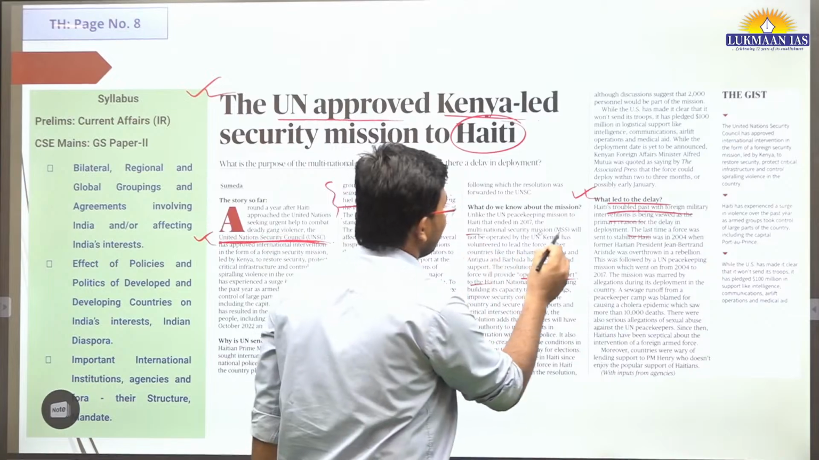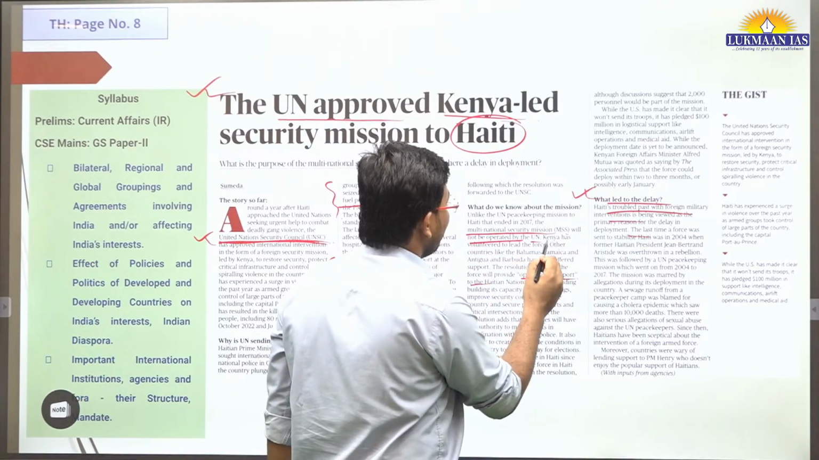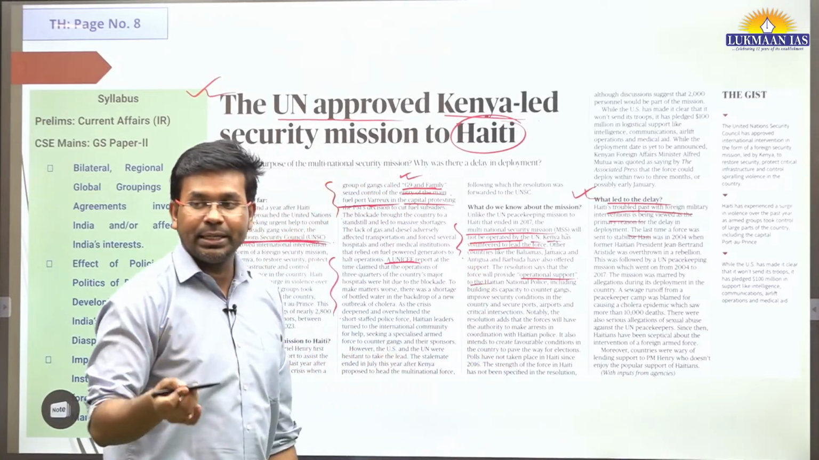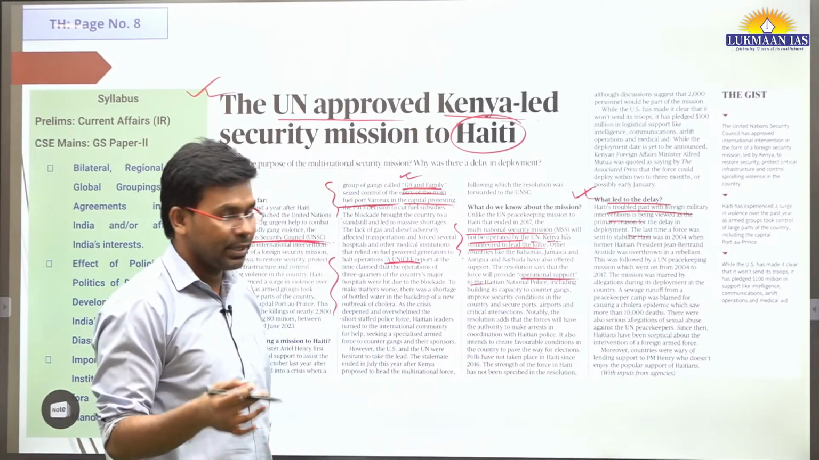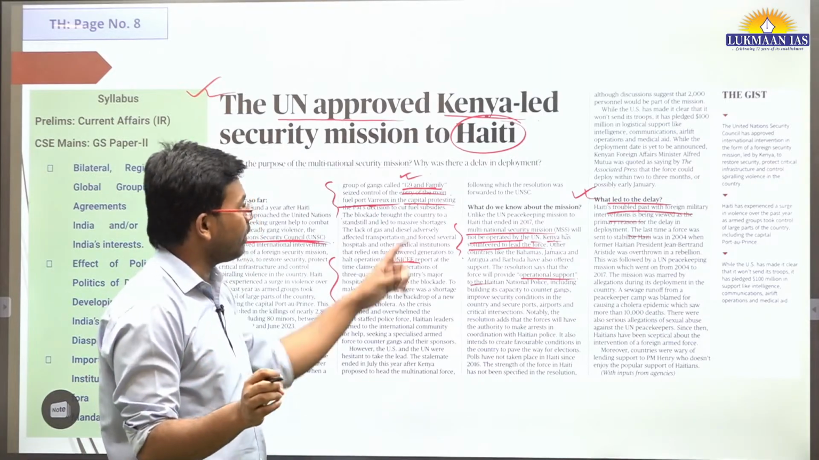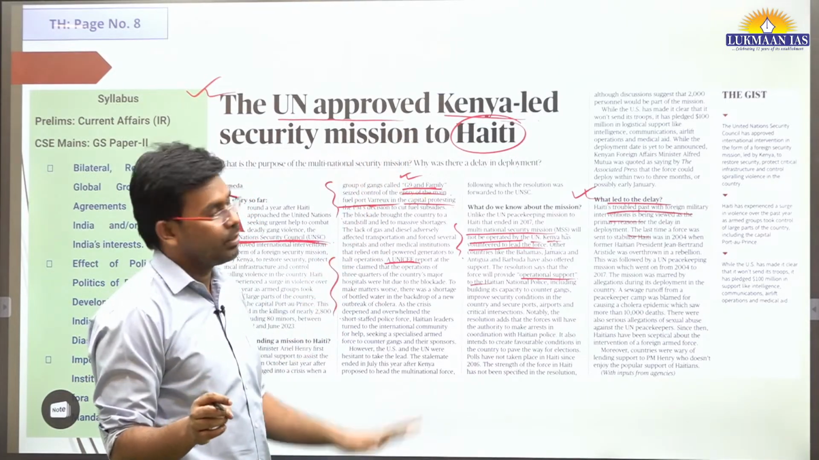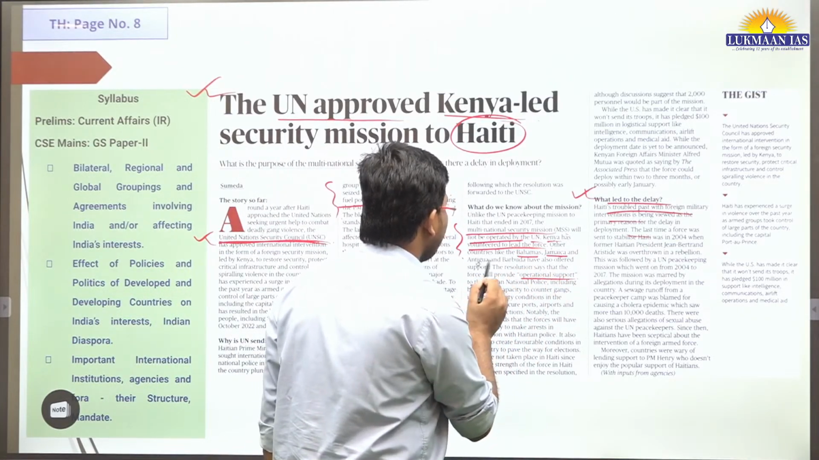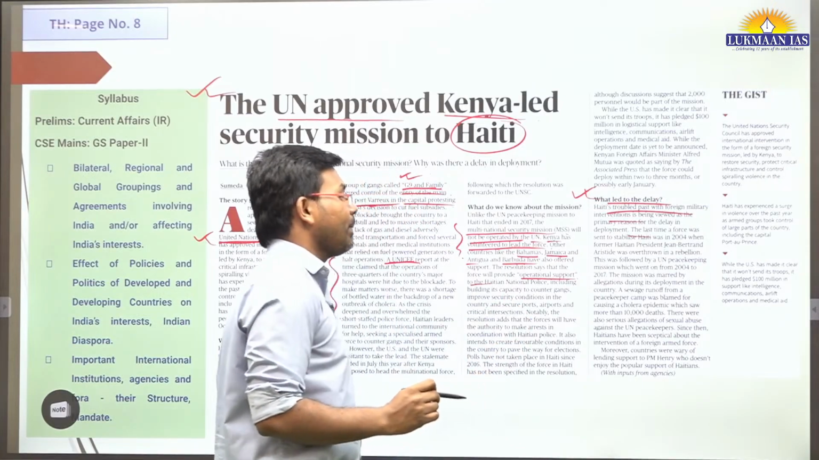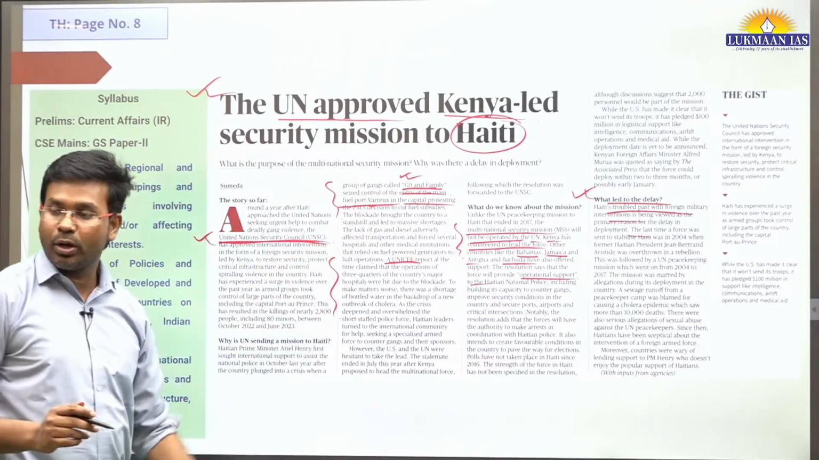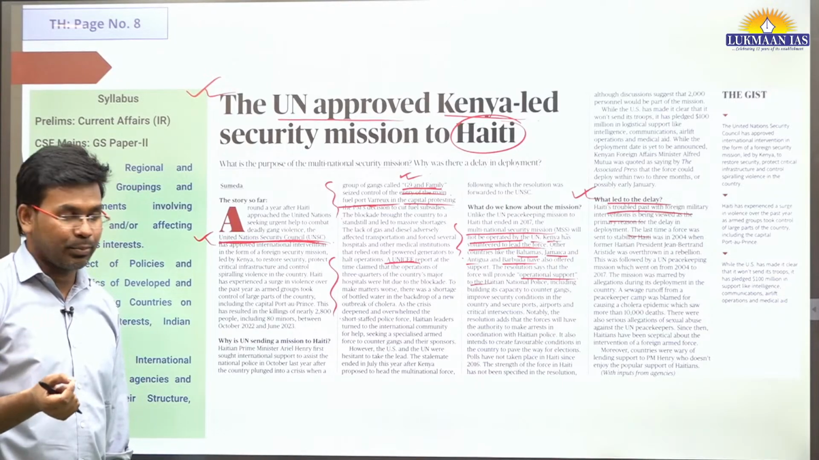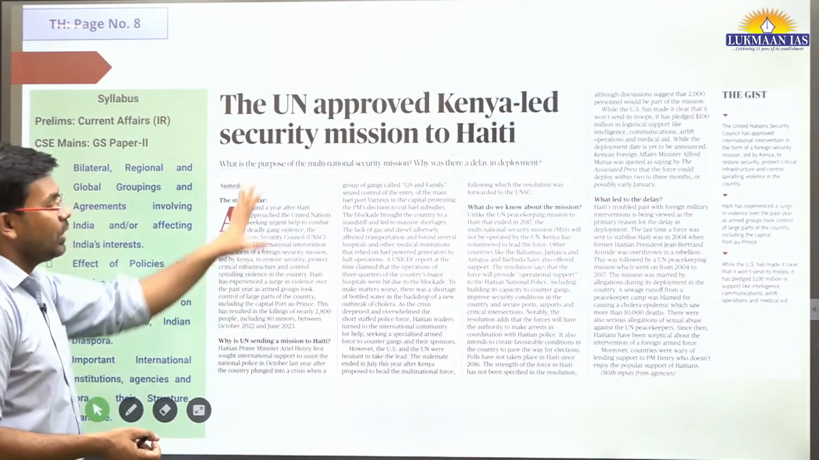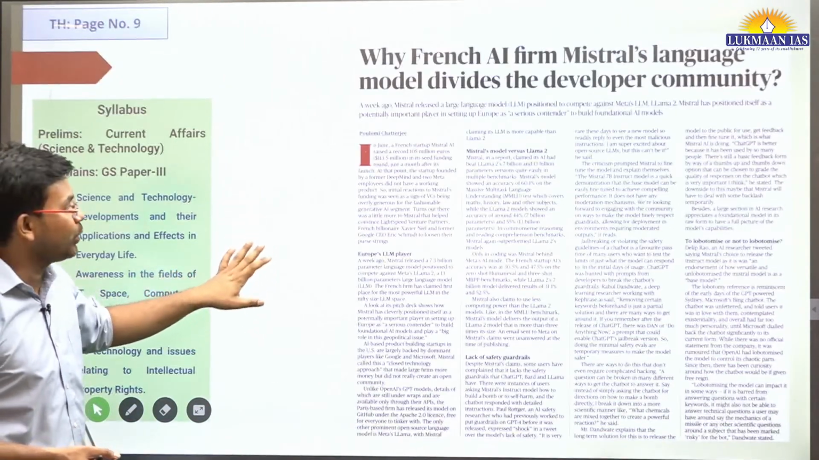Okay, the multinational security mission will not be operated by the UN. Kenya has volunteered to lead the force. Okay, so this is a voluntary agreement of the Kenyan government that they are going to provide operational support to the police forces of Haiti. And other countries like Bahamas, Jamaica, Antigua and Barbuda have also extended their support like that. Okay, so this is just for us to understand. We have seen the mapping topic also related to this.